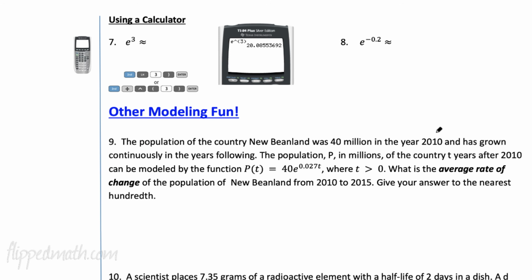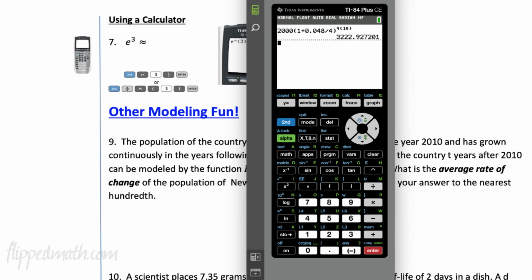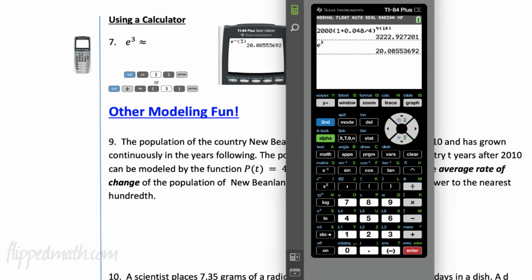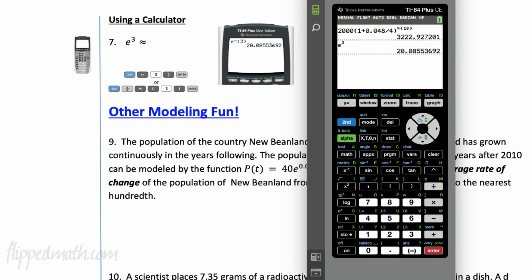All right, now the calculator part. I was so excited about the calculator. So excited. All right, e to the third. Now, as I said before, the e is right here above the natural log. It's called the natural base. So we hit second, and then, boom, you're already in the exponent because it knows that we do a lot of problems with the exponents. So we're good with that. Okay, that's where we get that answer right there.